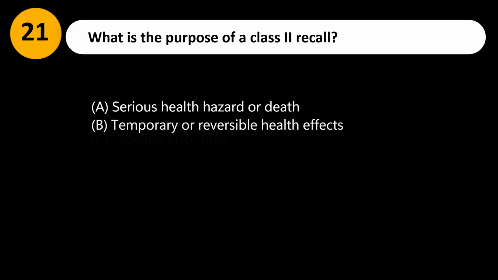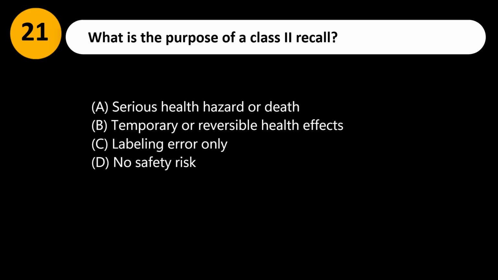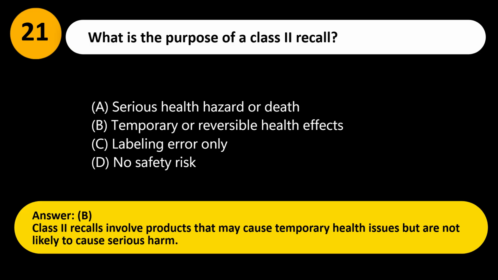What is the purpose of a Class 2 recall? A. Serious health hazard or death. B. Temporary or reversible health effects. C. Labeling error only. D. No safety risk. Answer, B. Class 2 recalls involve products that may cause temporary health issues but are not likely to cause serious harm.